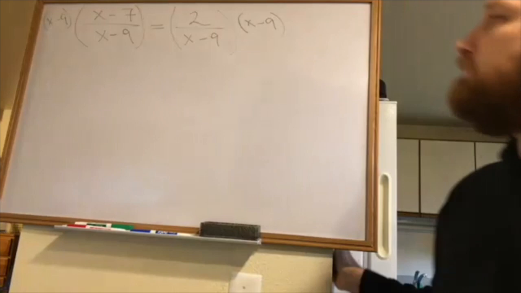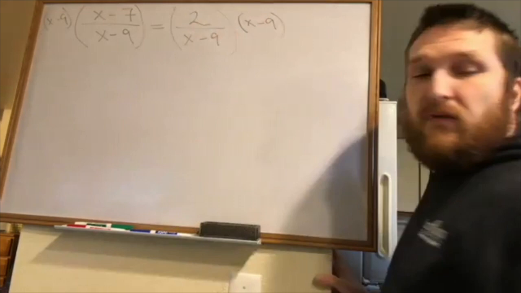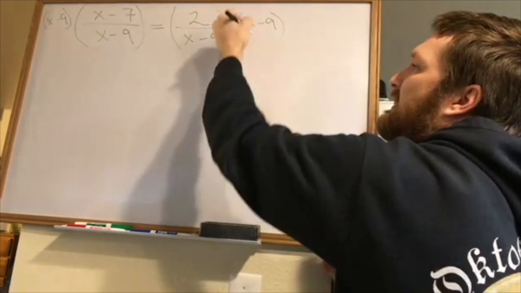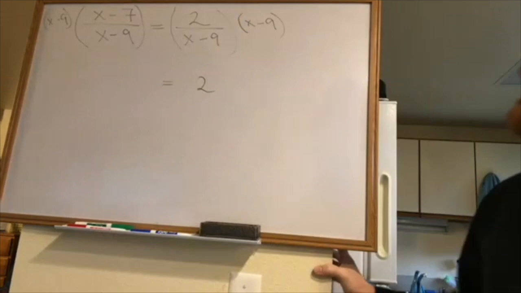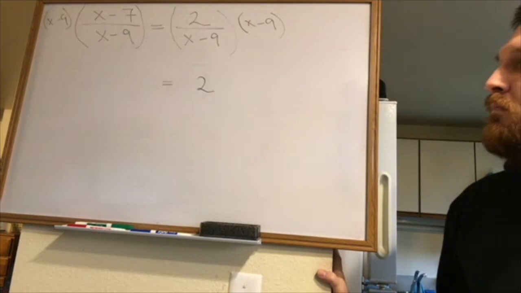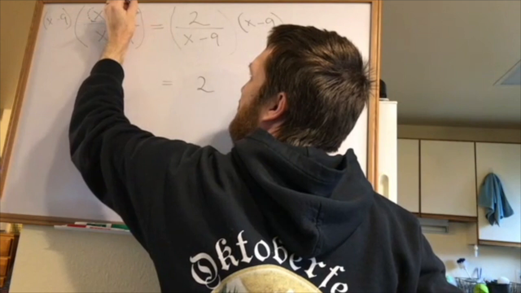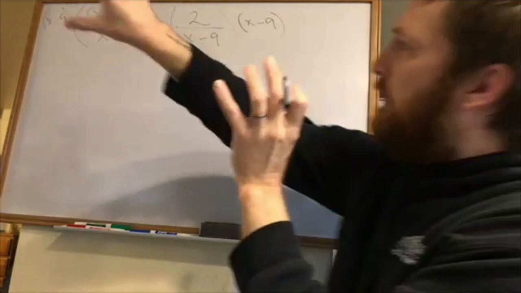Okay. Now what happens? Well, the whole reason we did this was to kill denominators. And so this denominator is dead. We have killed it. The x minus 9 cancels that x minus 9, and I'm left with just a plain old 2. What am I left with on the left-hand side? x minus 7, because I'm thinking about every one of these as also being in its parentheses. You'll see why we want to think about it that way in just a second. But the x minus 9 kills the x minus 9. I am left with x minus 7.